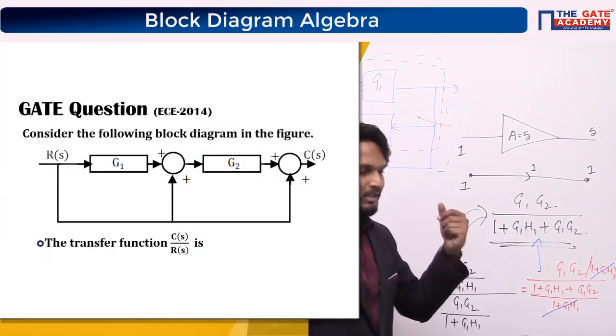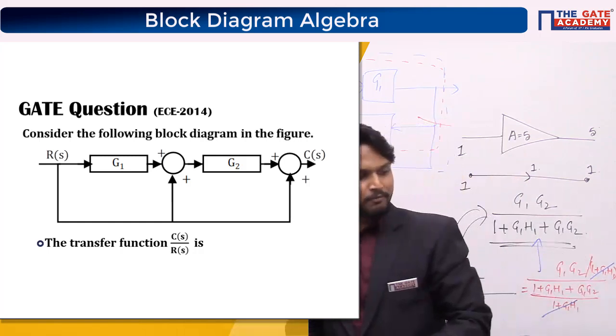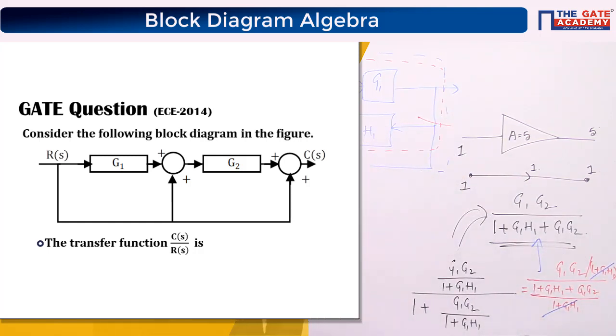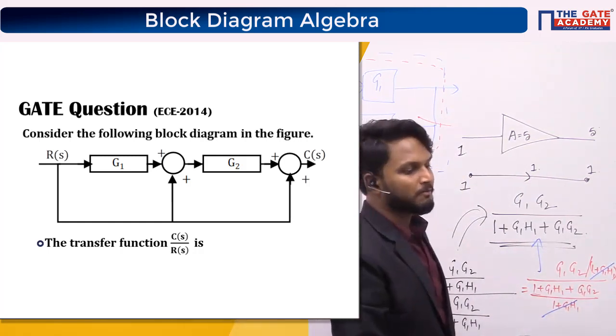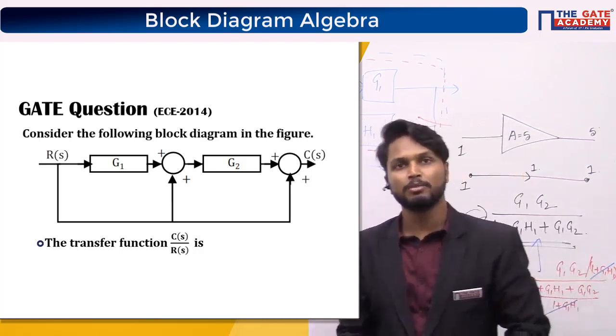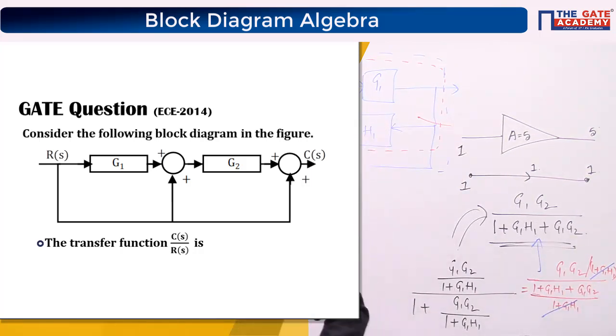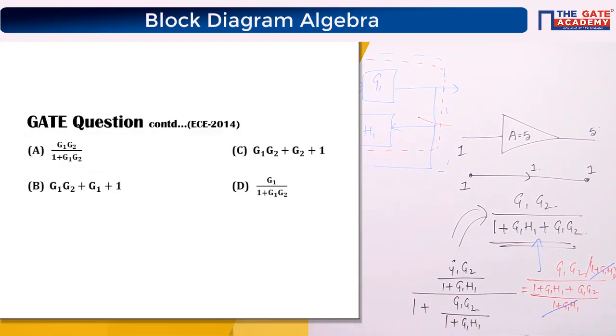So let us look at the next question now. Consider the following block diagram in the figure. The transfer function C of S upon R of S is. You have to compute the ratio C of S upon R of S. I'm not elaborating this particular procedure because we have done questions like this. We'll use the same approach for the remaining questions also. You just try this at home and tell me whether you got the answer with this approach or not.